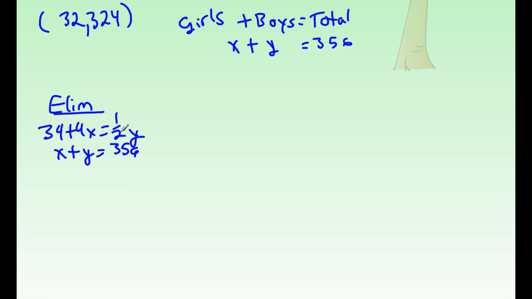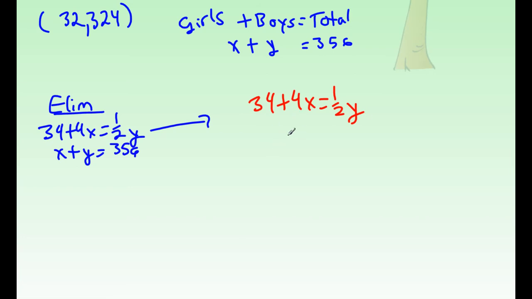First things first is we have to get our equations to look similar. So I'm going to get the x's and the y's on one side, like this bottom equation, and everything else on the other. So I'm going to take my top equation, and I have to do a little bit of work with it. So it's 34 plus 4x equals 1/2 y. I was going to minus 34 from both sides and then subtract 1/2 y from both sides, but I can actually do this in less steps.